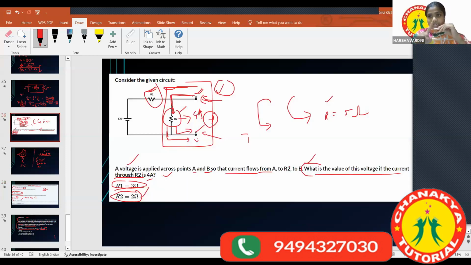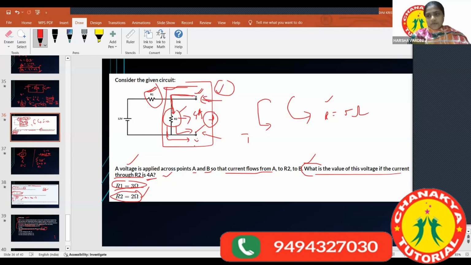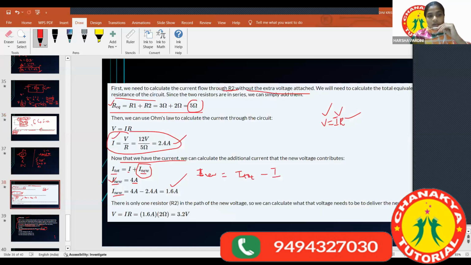So here, if you read the second line very carefully: what is the value of this voltage if the current through R2 is 4 ampere? Ma'am, it only mentions R2 is having 4 amps. A and B are not mentioned there. So we are finding the voltage I new. So I new is equal to, this I will go this side, I total minus I. So I total is 4 ampere.